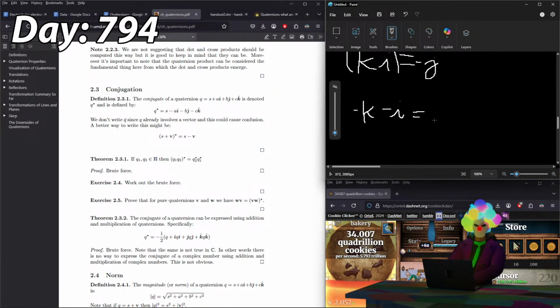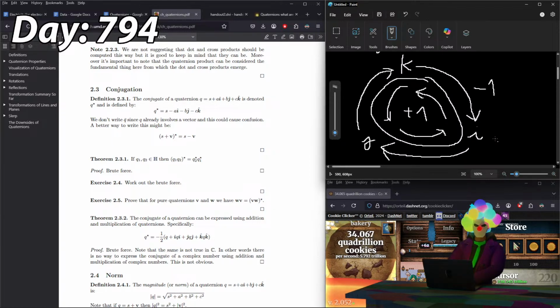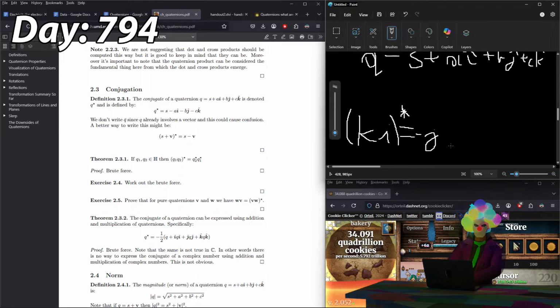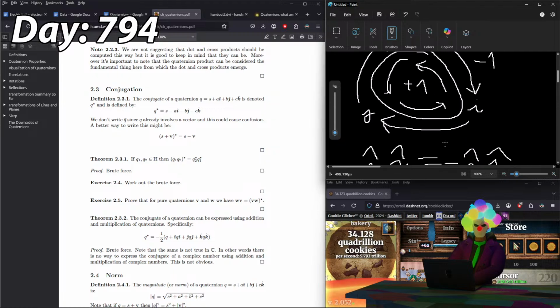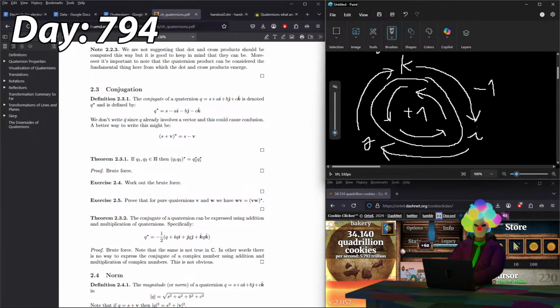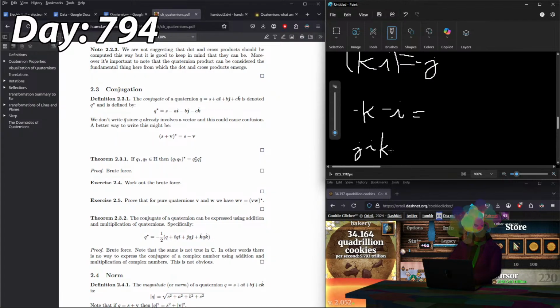This is awful. I hate this. Negative K, negative I. Negative K is going back to the drawing board. This is going backwards, which means I times J is equal to K, J times I, so it's JI times negative I. JK is I, KJ. KJ is equal to what?